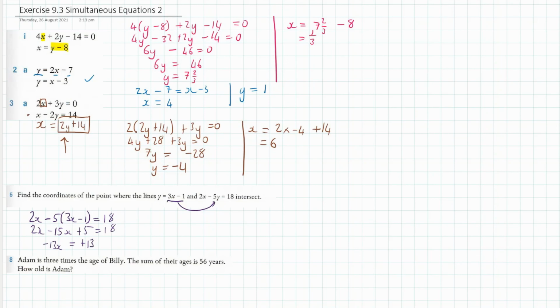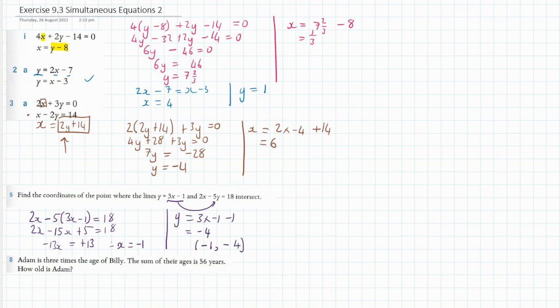Therefore x is equal to negative 1. Then we substitute in for x equals minus 1. So y is equal to 3 times negative 1 minus 1. y is equal to negative 4. And so that should be the correct answer for that one. So the coordinates of where those two functions meet, we could draw it, or we could just solve algebraically like we have just done, and they would meet at negative 1, negative 4.